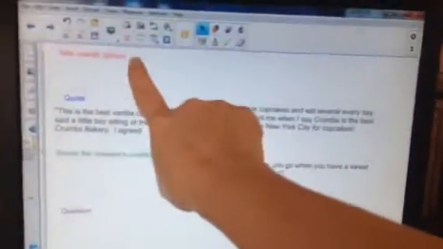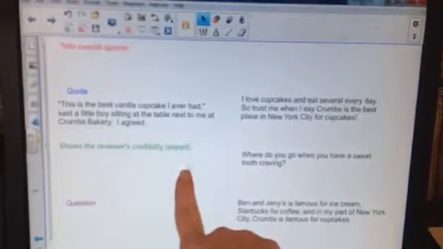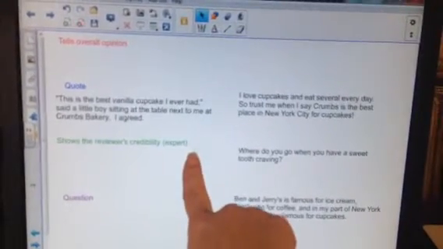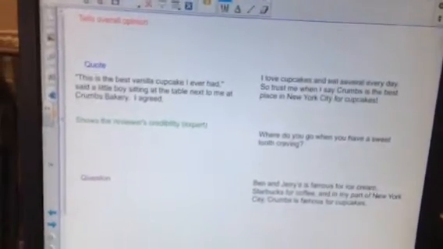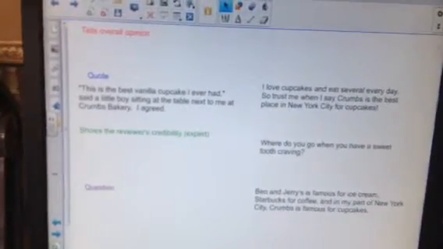Does that tell the overall opinion? Does it show that the reader or the reviewer is an expert? Either they go there a lot, they have it every day, they really know a lot about it, or does it ask a question? Think about that one for just a minute.